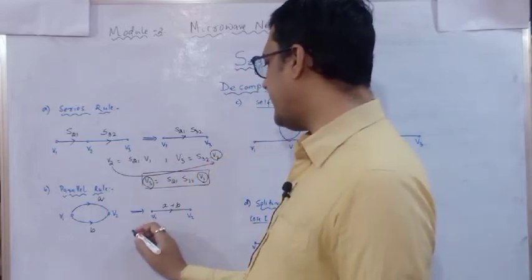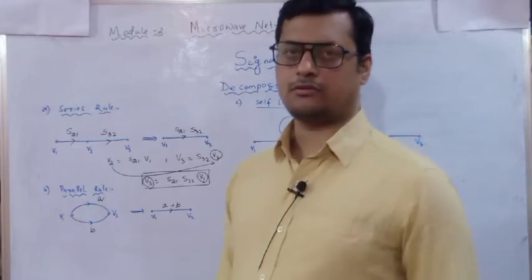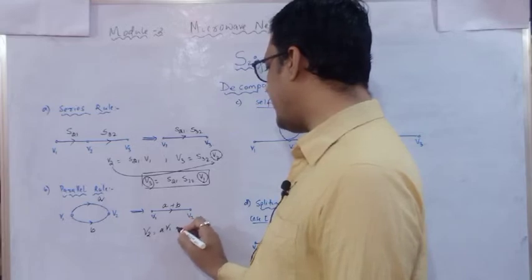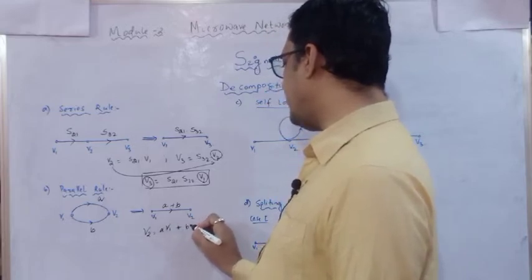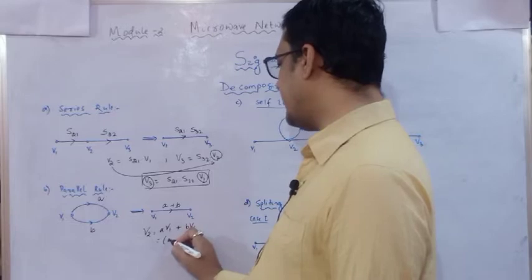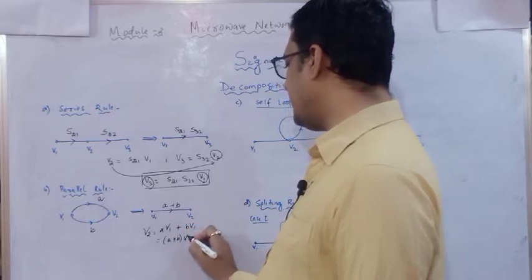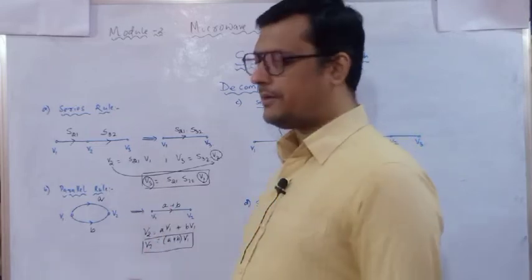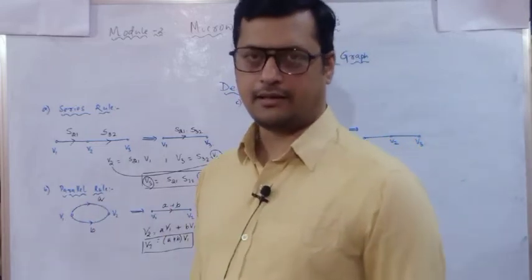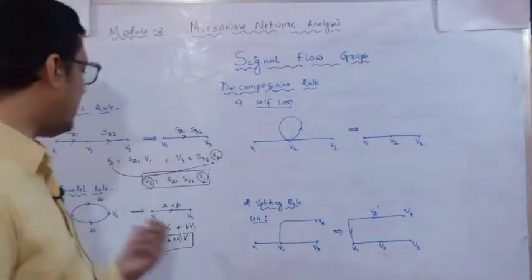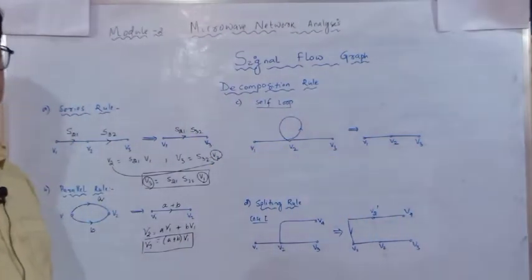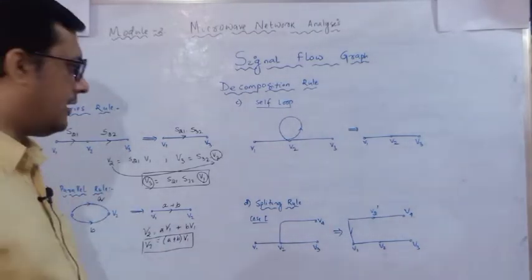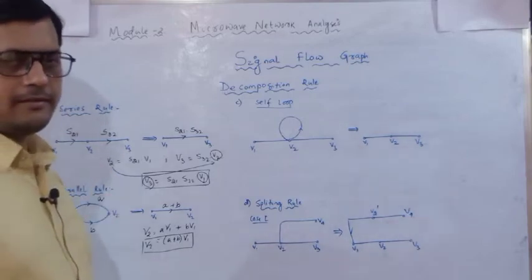So here what will I write? V2 is equal to A times V1 plus B times V1. So that means here I can write (A plus B) into V1, that is V2. So your total scattering parameter, this is also one scattering parameter. That is A I have written, and the lower branch is also having one scattering parameter, that is B. Here I have added, so V2 is equal to (A plus B) into V1. So total scattering parameter will be how much?